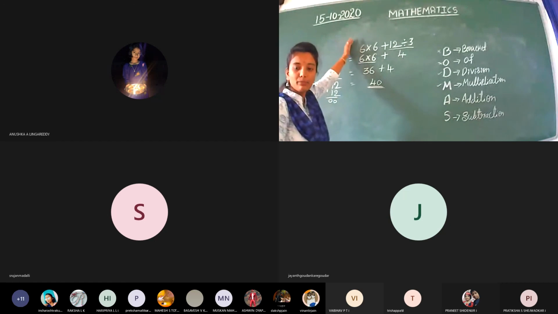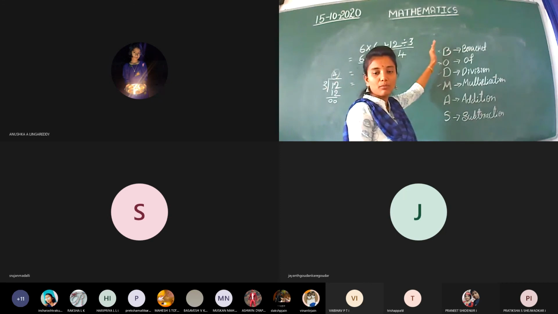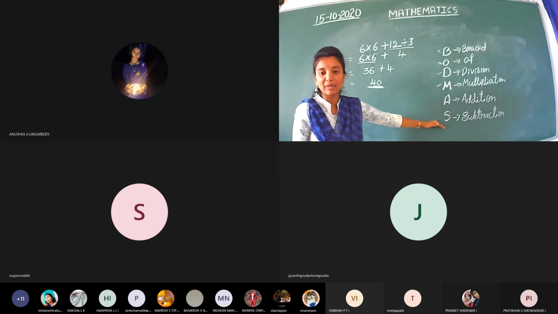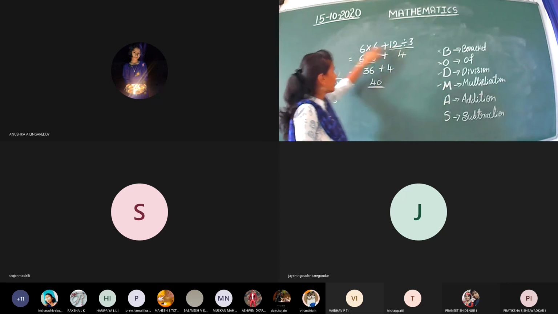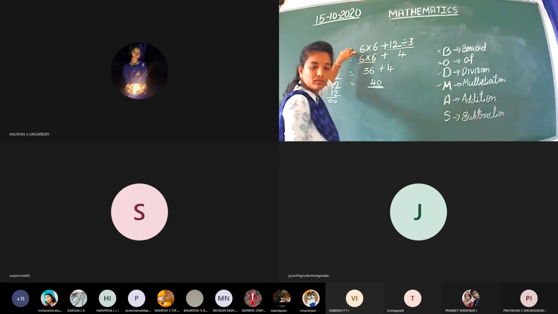The given problem will contain complex signs. We want to apply the BODMAS rule. The BODMAS rule explains bracket, division, multiplication, addition, and subtraction. In a given problem, first apply the rule of division.